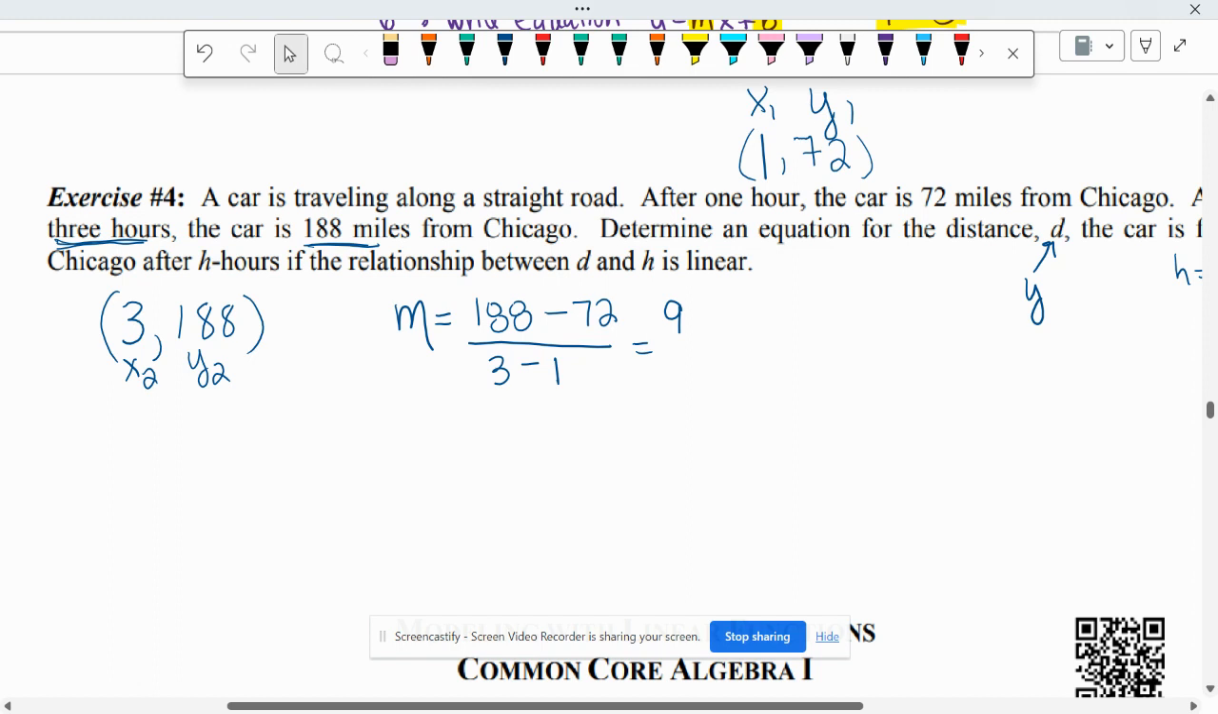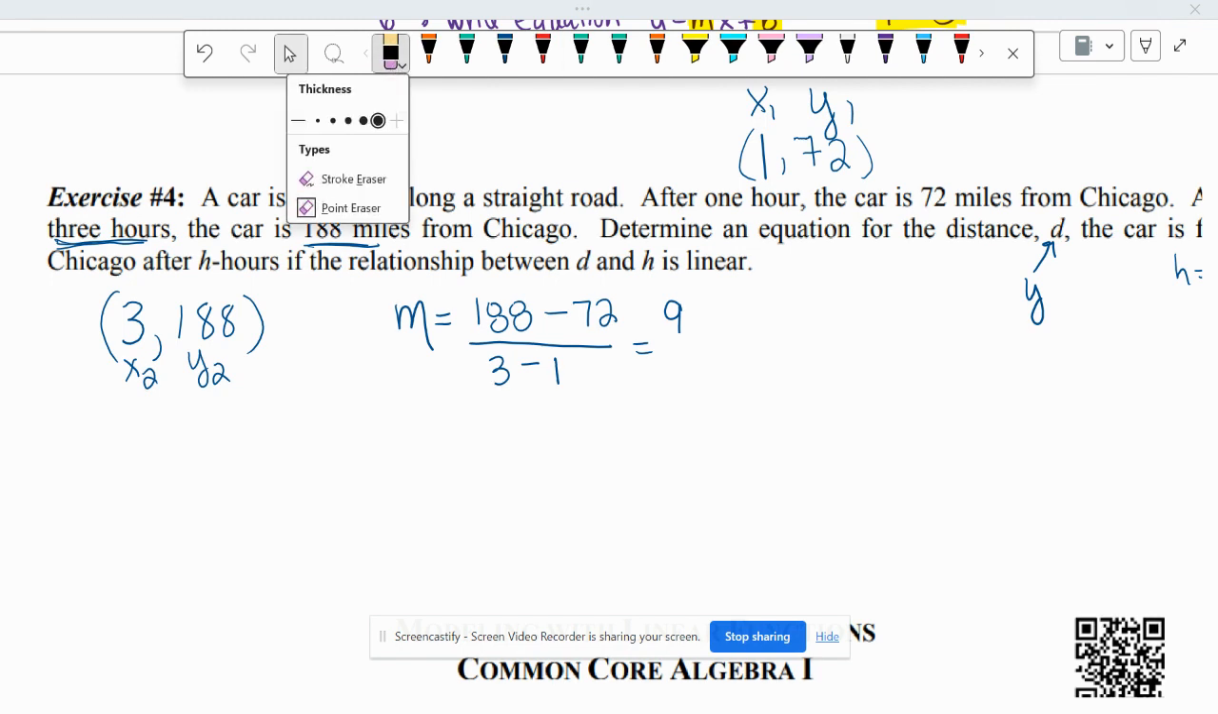Isn't it 116? Yeah, it is 116. It is. Hello, I'm trying to fix that. Yes. You guys don't have to talk to me like that. I don't talk snippy to any of you.